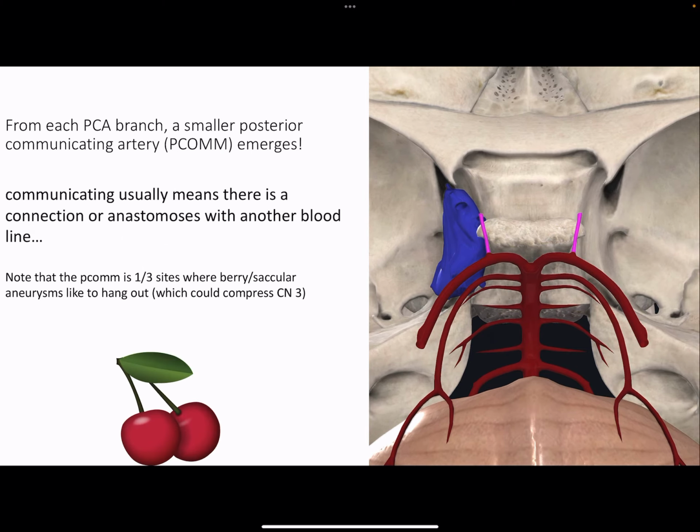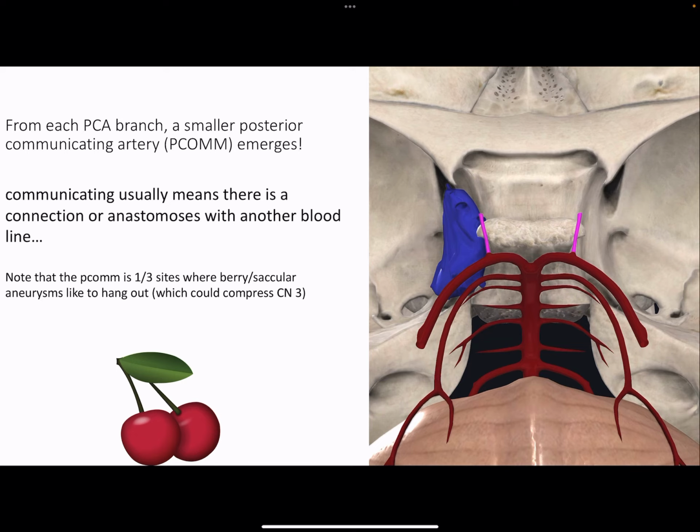Anywho, so now we're looking at the PCA, and we have these posterior communicating arteries branching off of this. Anytime we see communicating, there's a very high likelihood that we might see a berry or saccular aneurysm there.